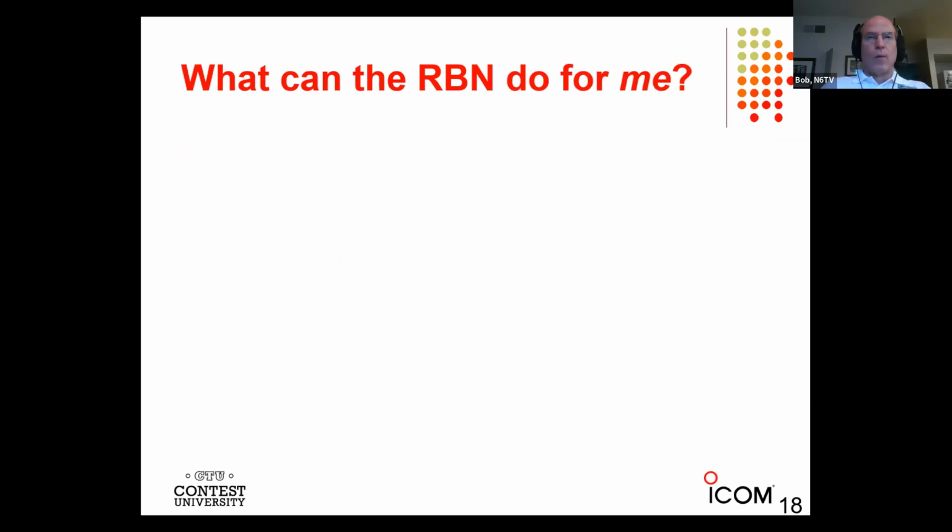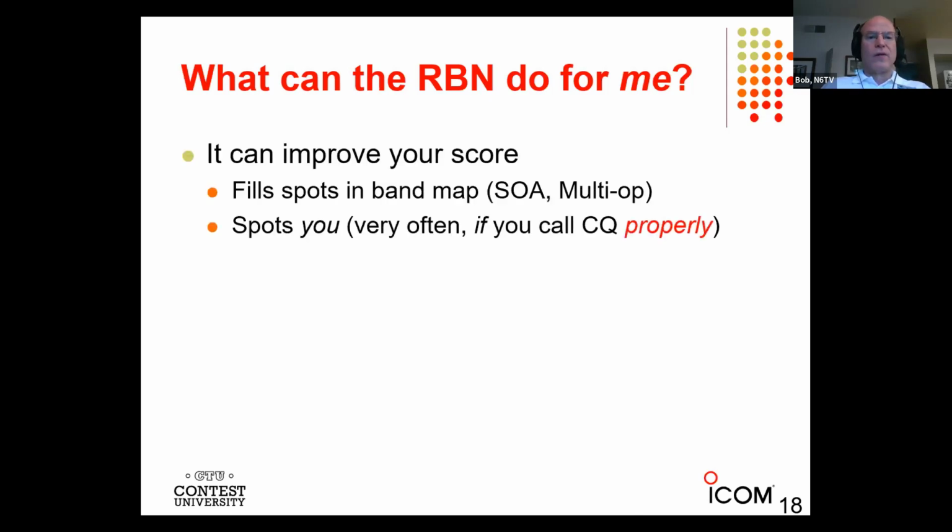So what can the RBN do for you? If you're a contester, it can improve your score. It puts all the spots in the band map for you, so you know where on the band every station who's CQing is. Of course, that's legal to use if you're single op assisted or multi-op. If you're single op unassisted, then you're not supposed to use any spotting network or even a local skimmer that isn't connected to the internet.